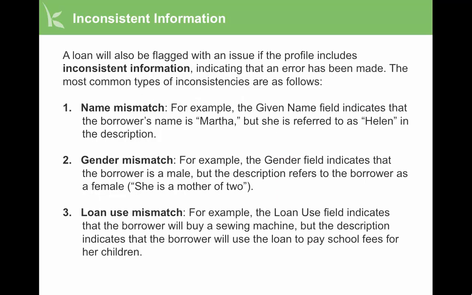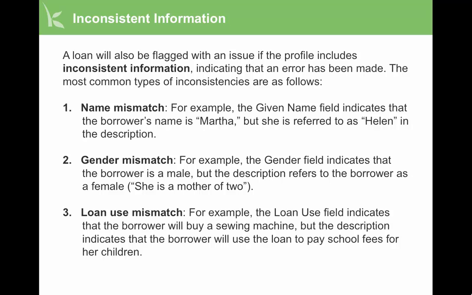A loan will also be flagged with an issue if the profile includes inconsistent information, indicating that an error has been made. The most common types of inconsistency are as follows. Name mismatch. For example, the given name field indicates that the borrower's name is Martha, but she is referred to as Helen in the description.